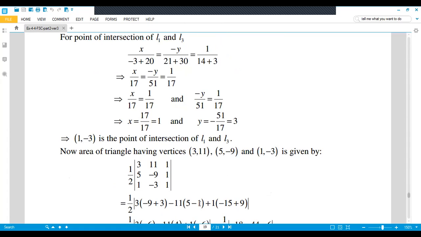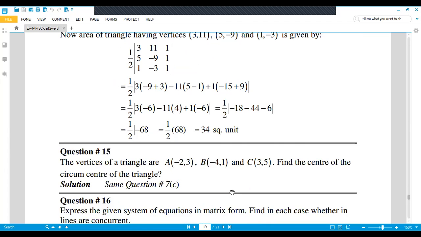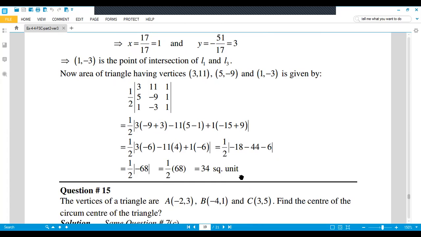You already did such types of questions in first year in chapter number 3, plus 1, and then 5 with minus 3 and minus 1 with minus 9, so you get plus 9. So you will get this. So 34 square units. So this is the last part, the last question, which is included in your syllabus from exercise 4.4. If any confusion or any question, you can ask in the Zoom meeting class.